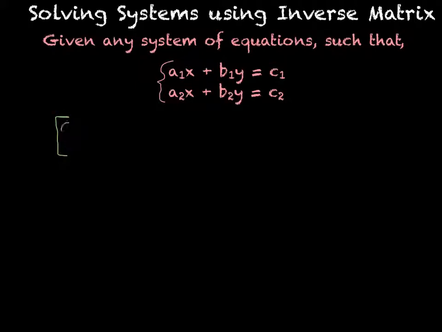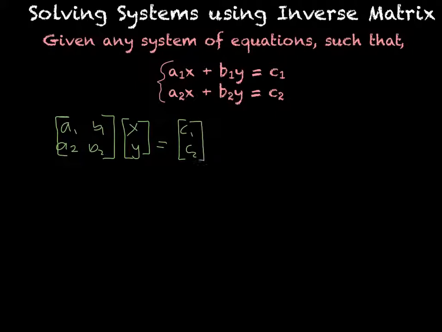So that would be a sub 1, b sub 1, a sub 2, b sub 2, multiplied times our variable matrix x, y, and that will equal our solution matrix c sub 1, c sub 2. If we denote these as certain variables, we can call this our A matrix, this is our variable matrix x, and our answer matrix is B. So A times x equals B.